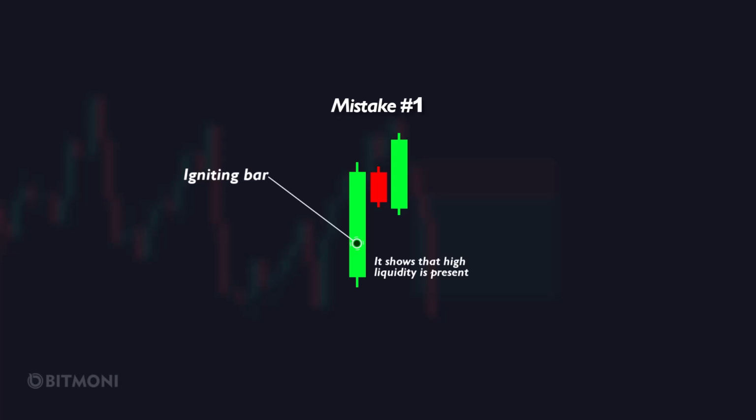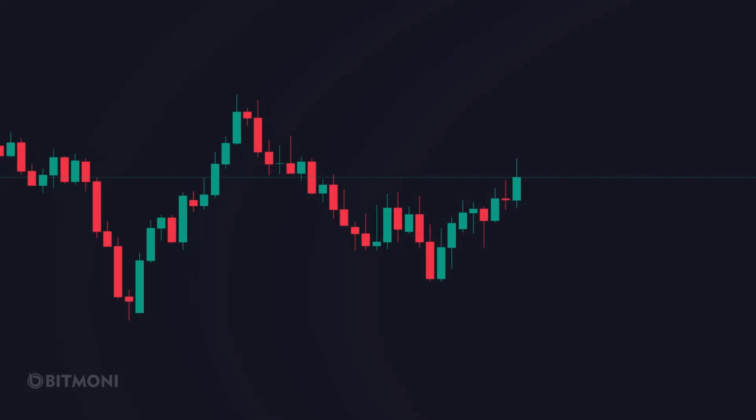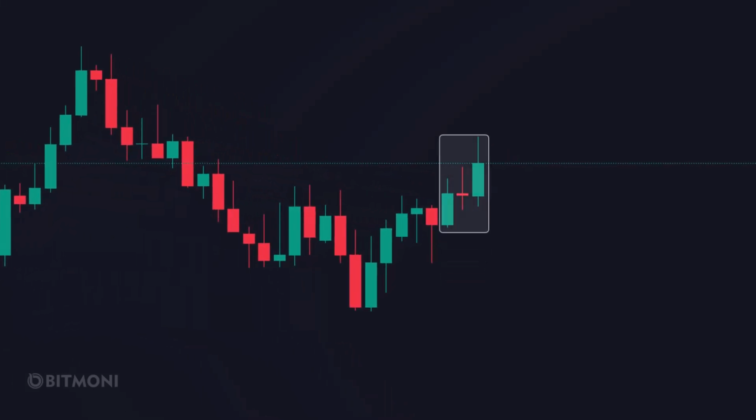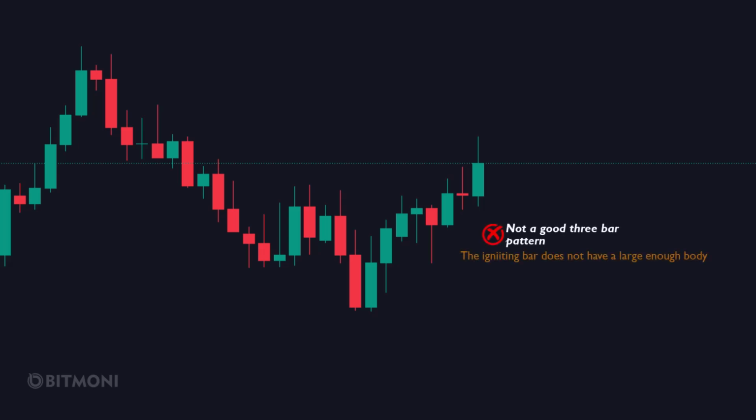Here's an example in this chart. Here we can see what looks like at first glance a 3-bar pattern, because we have a green candle, a small red candle, and another green candle. But in reality, this is not a good 3-bar pattern setup, because the opposite igniting bar doesn't have a large enough body.